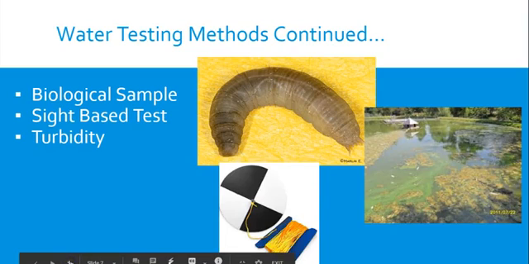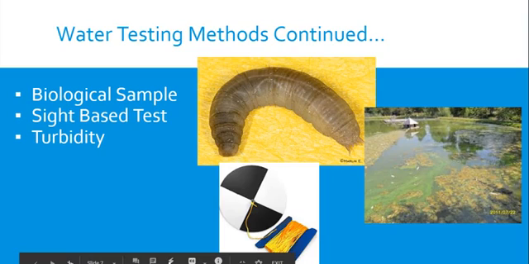The next thing that we can do is take a biological sample, and that would be taking different aquatic macroinvertebrate species. This picture here is what we like to call a booger bug or a crane fly larva. Different species are good indicators of good and bad water quality. Stoneflies, mayflies, and caddisflies are all great indicators of water quality.